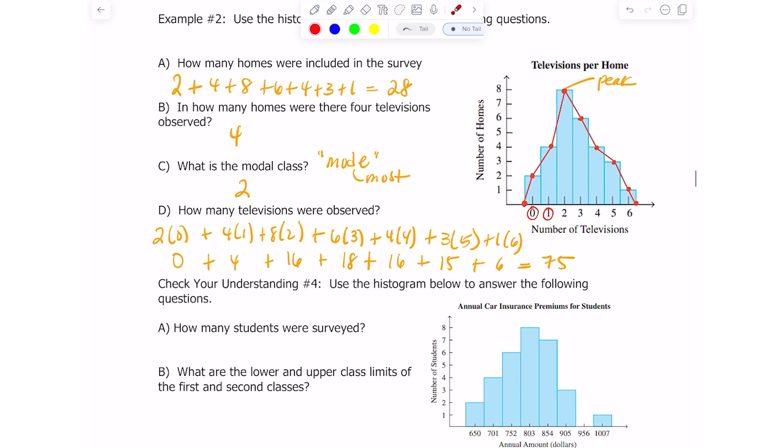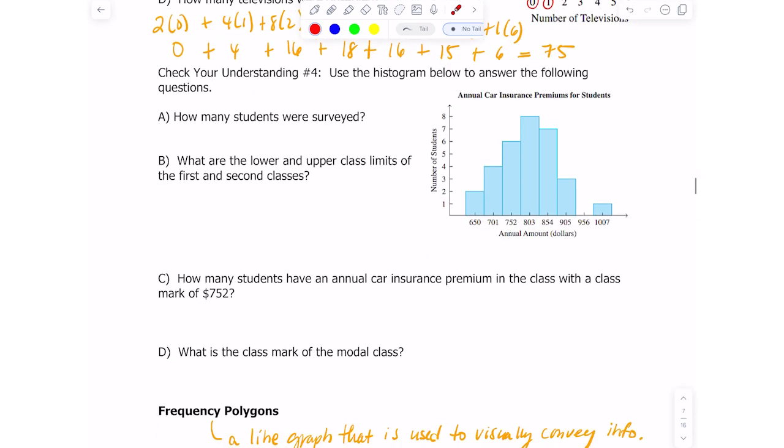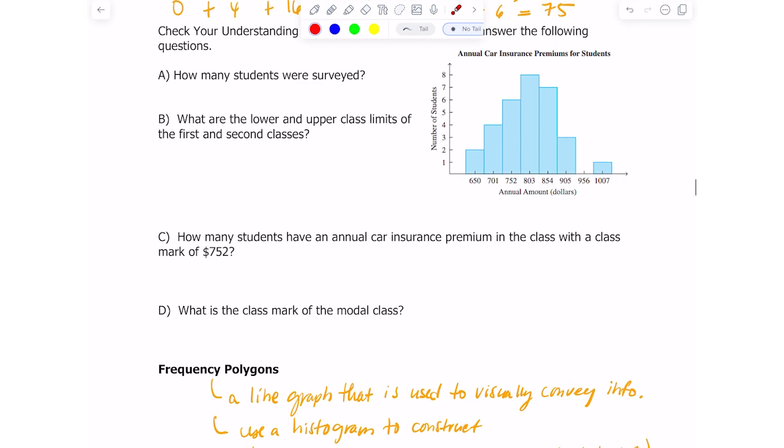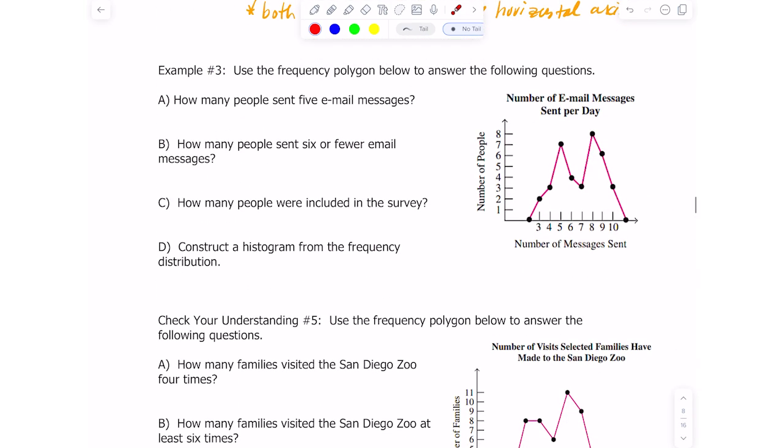So you can always, after you finished analyzing this histogram, try to create a frequency polygon for this histogram and see if you can figure out a way to interpret it. Here's some examples of other frequency polygons that we can use to answer some questions. So this is how you would interpret this.